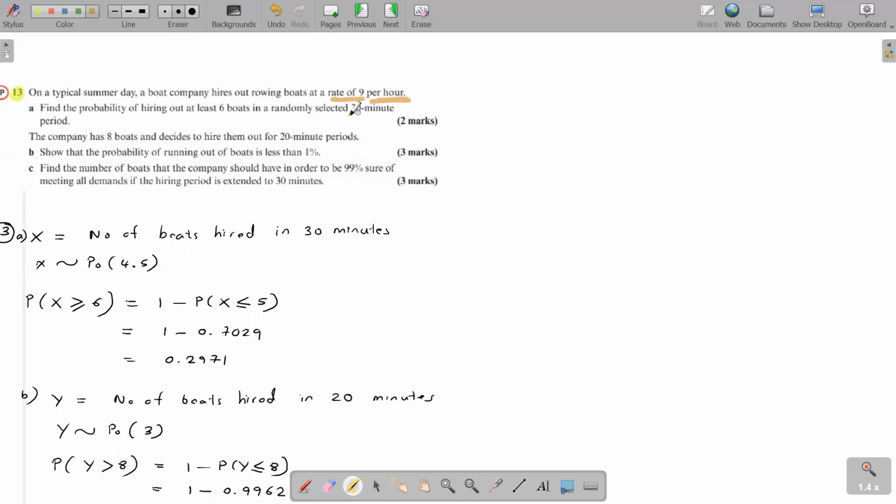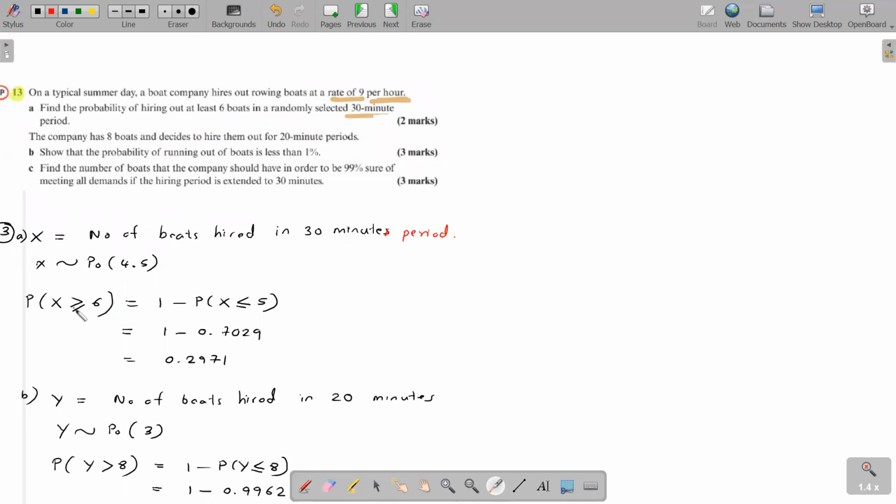So guys, the interval changes to 30 minutes. So define your random variable capital X for 30 minutes: the number of boats hired in a 30-minute period. And you can see for 1 hour, it's 9, so for 30 minutes, it's half of 9, which is 4.5. So probability of at least 6 means what? 6 or more. So probability X is greater than or equal to 6. That's the meaning of at least, right?